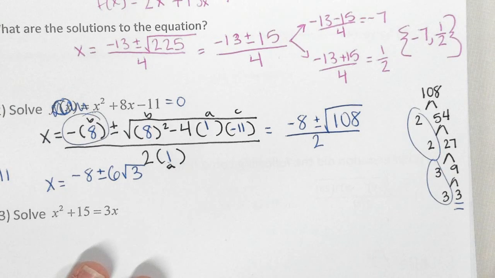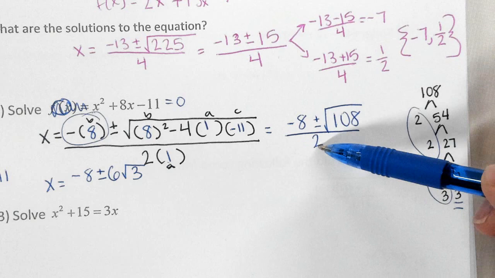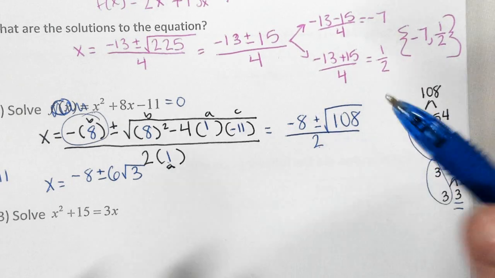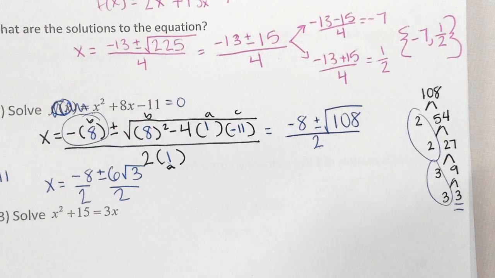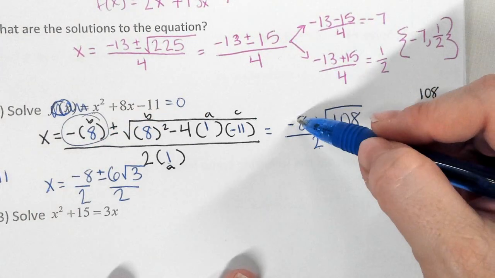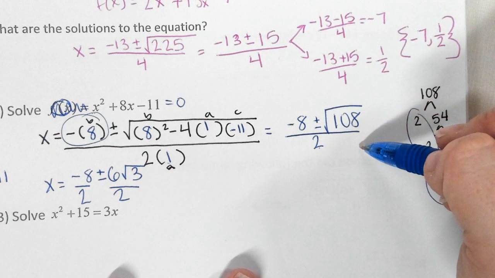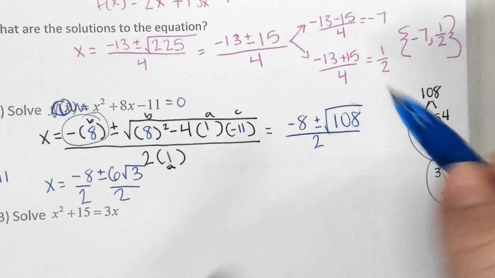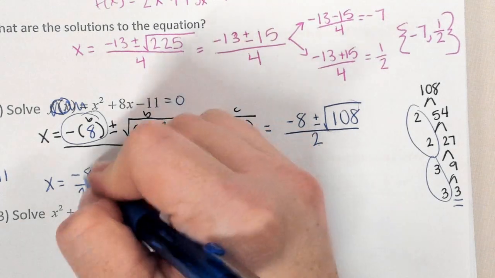So 6 root 3. Now, one thing I want you to realize, as soon as you realize this 8 over 2 can simplify, we know that we have to separate our denominator. So we're going to separate our denominator, because one of the biggest mistakes I see is people right here will be like, oh, negative 8 divided by 2 is negative 4, and they'll cancel their denominator even though there was a whole other term that had that denominator. So do not simplify until you separate, yes? Okay, so what's negative 8 divided by 2?